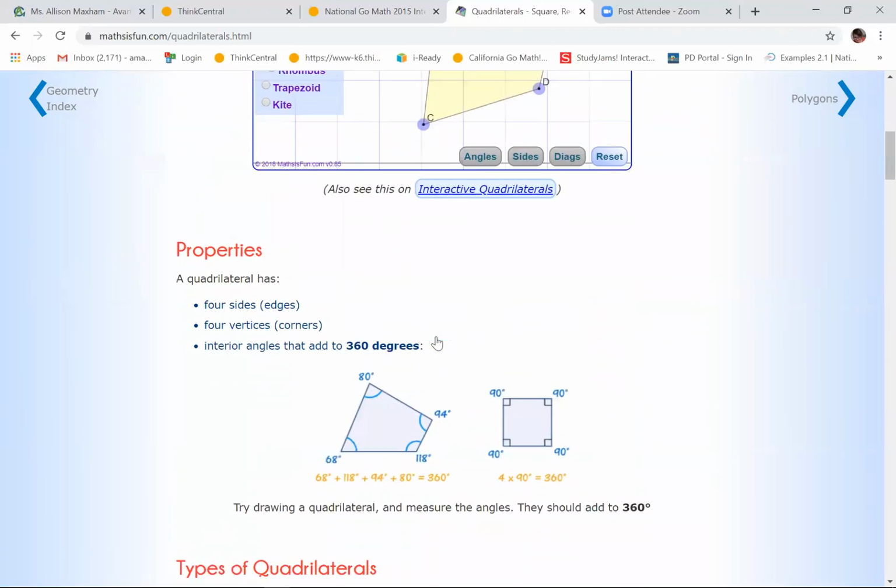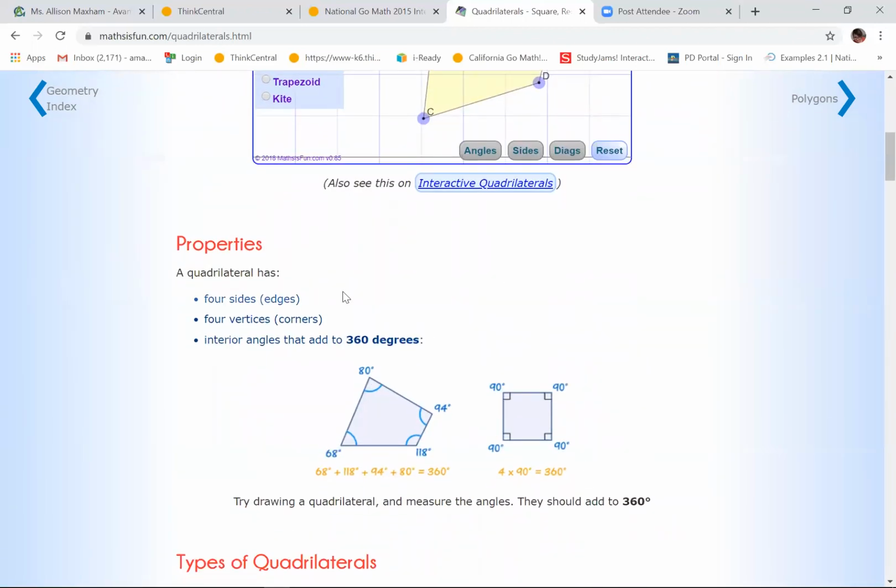All right, let's talk about the properties of a quadrilateral. We know it has four sides, it has four vertices, but here's something that's super important to know. The interior angles add up to 360 degrees. It's like a circle, 360 degrees. Well, that's kind of cool. So all of these angles, look, we've got 80, 68, 118, 94. They added them all up, and they all equal 360 degrees.